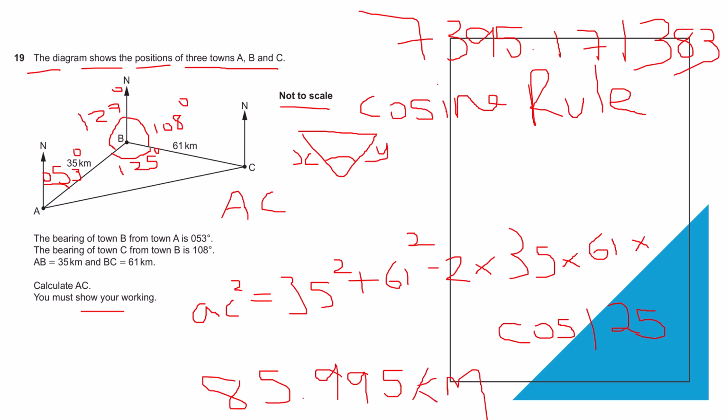Okay, so 85.995 or 86. Again, I try to avoid rounding early, only right at the end. It's not actually specified here, but they will accept the full answer as well, 85.99518..., that will also work.